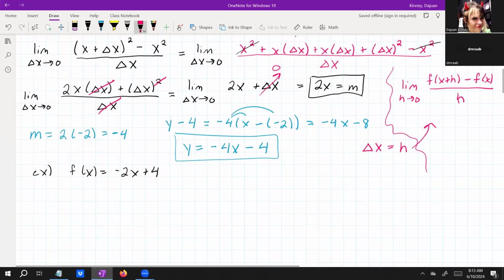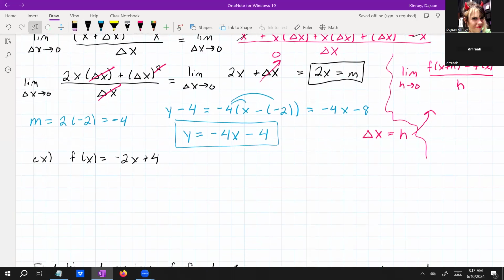Okay. Let's just find the derivative. I didn't give a point here. So we're going to find the derivative. So limit delta x approaches 0. Take this and plug in x plus delta x.